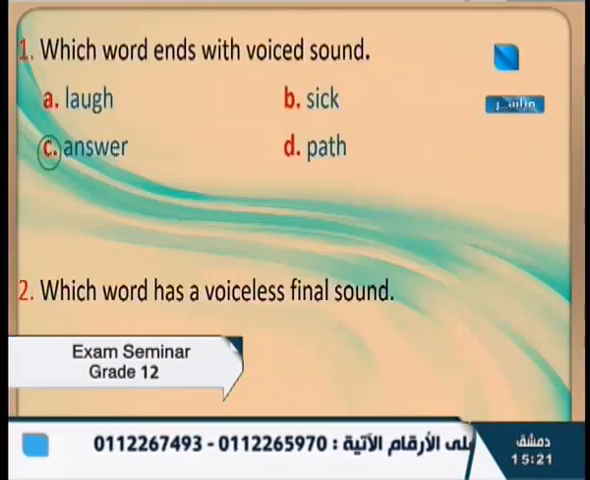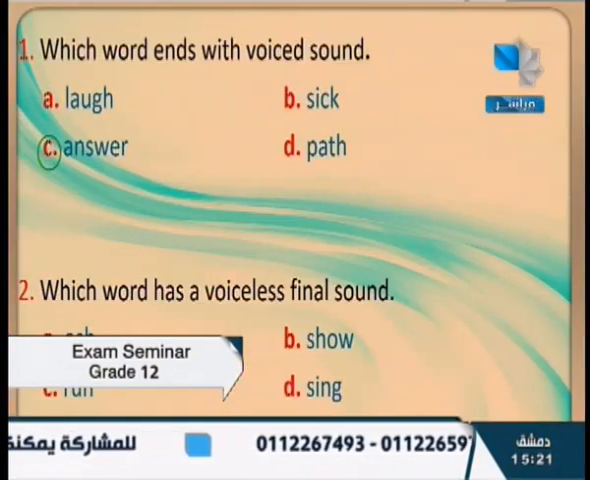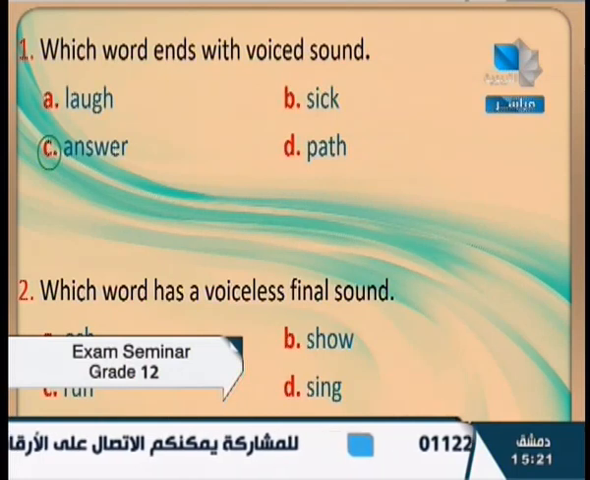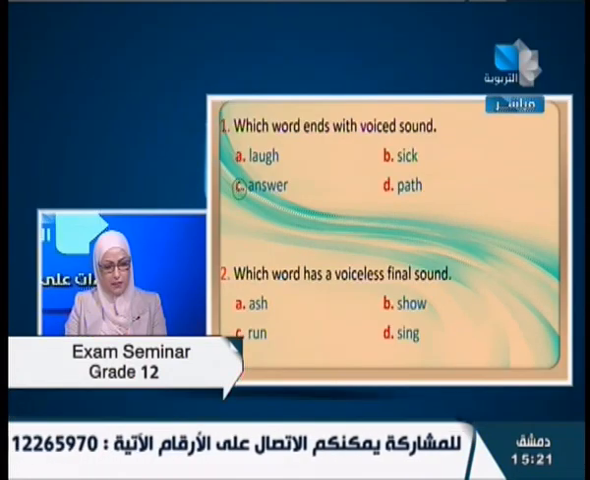Next one, number 2. Ash is a voiceless sound. Which word has a voiceless final sound? The final sound, voiceless, ash. Yes, that's right.